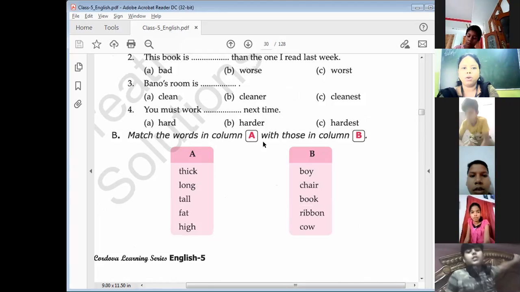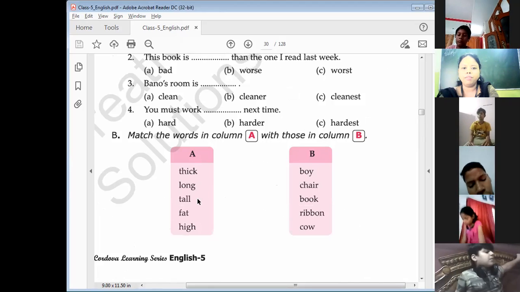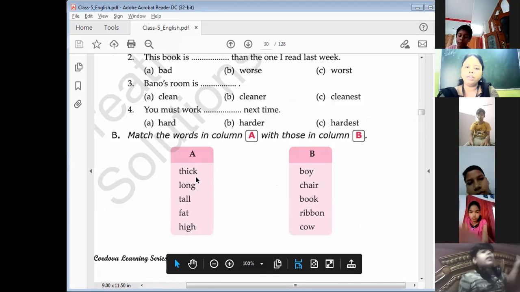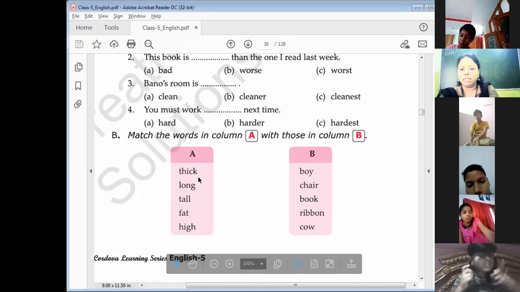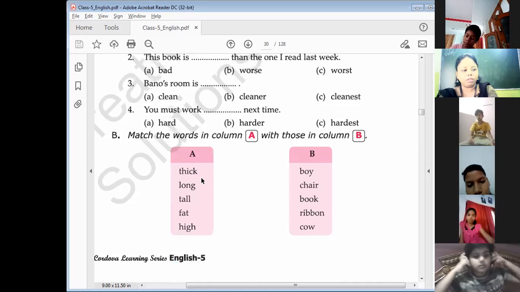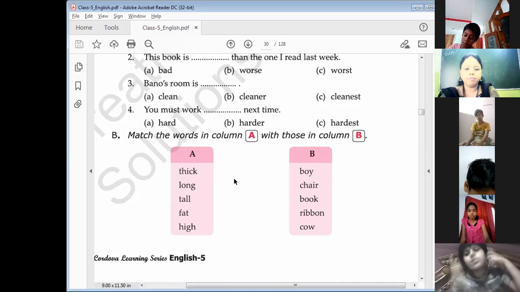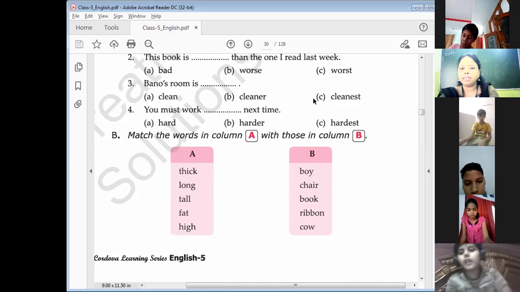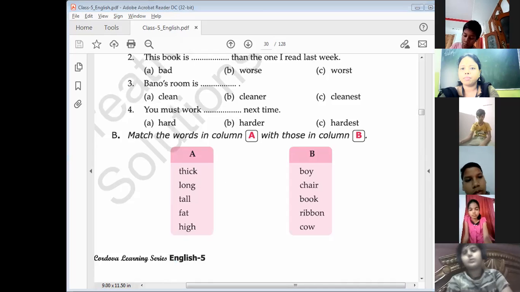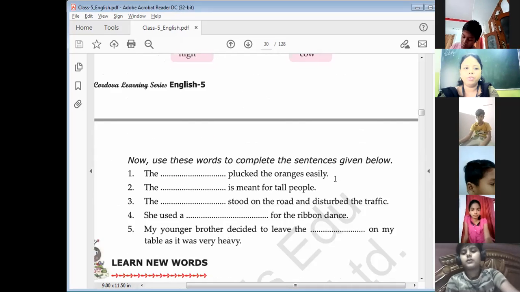Match the words in the column A and those in column B. Here we have to match them. I hope you all can do this exercise. Can you do this exercise easily? You just have to match it. सब कर लेंगे अपने से? Okay, move to the next one.